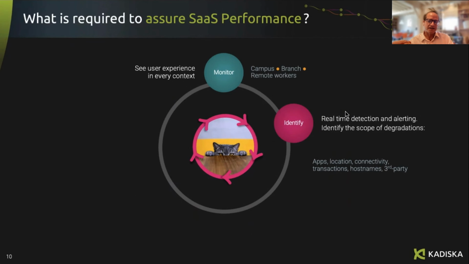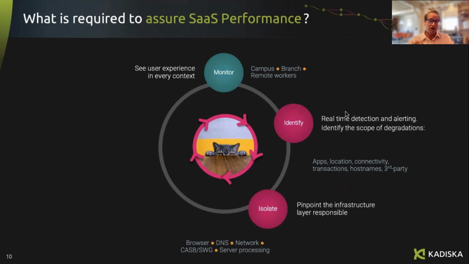Finally, you want to isolate exactly what is the infrastructure layer which is responsible for the slowdown, so that you can route that ticket or that incident to the right people. So it might be a browser issue, in which case that's more going to be either your endpoint or your application team, or your SaaS platform, which is going to be responsible for that.